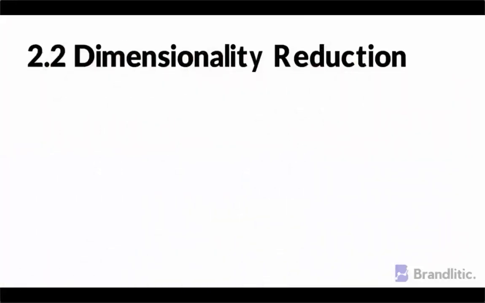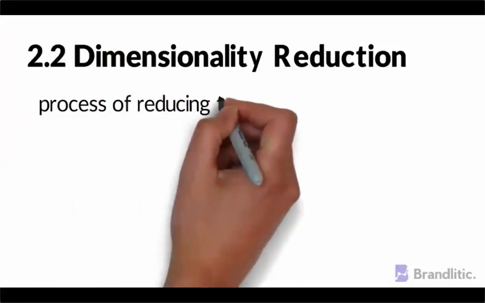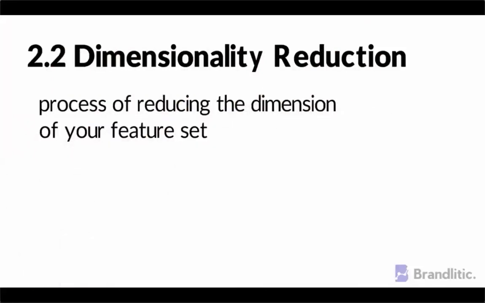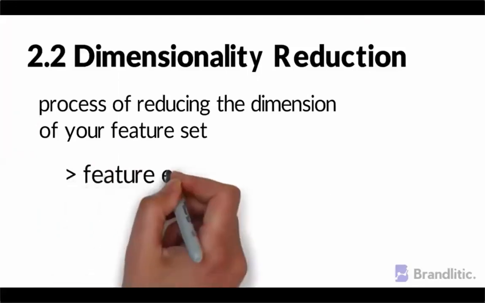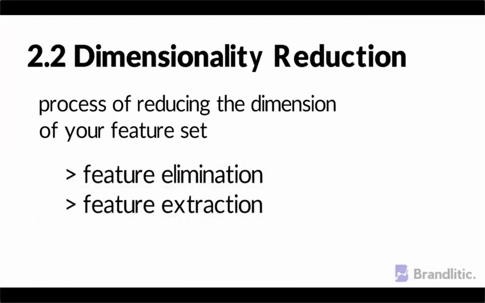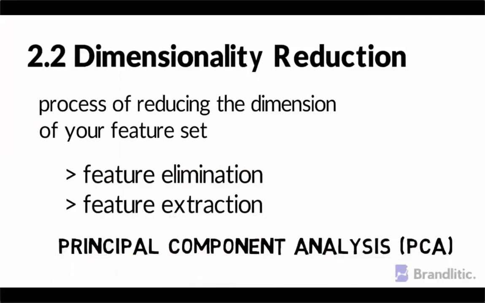Coming up next, dimensionality reduction. It is a process of reducing dimensions of your feature space, or to state it simply, reducing the number of features. Most dimensionality reduction techniques can be categorized as either feature elimination or feature extraction. A popular method of dimensionality reduction is called principal component analysis.